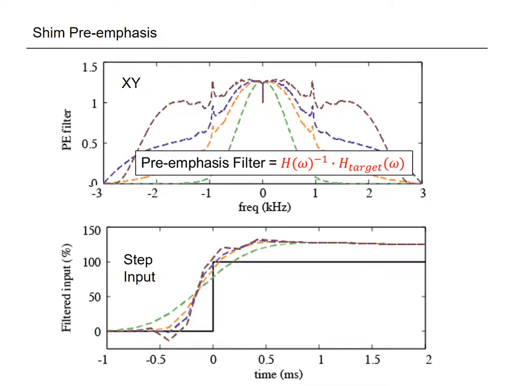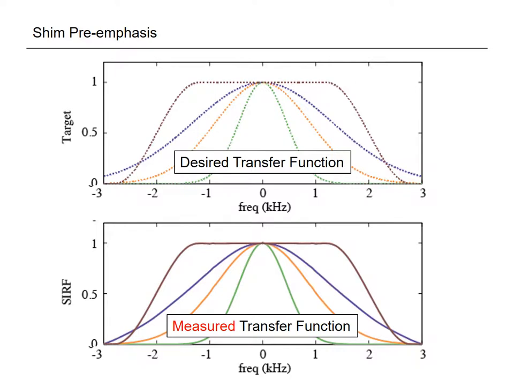So one generic approach to achieve such a system response is to pre-distort the input waveform by a pre-emphasis filter. To achieve the desired target response, the pre-emphasis filter should be made up of the target system response multiplied by the inverse of the native system response. If we apply such pre-emphasis filters on our shim system, we achieve measured SURFs looking like in the lower plot here, and we can see that they very nicely resemble the corresponding target filters in the upper plot.